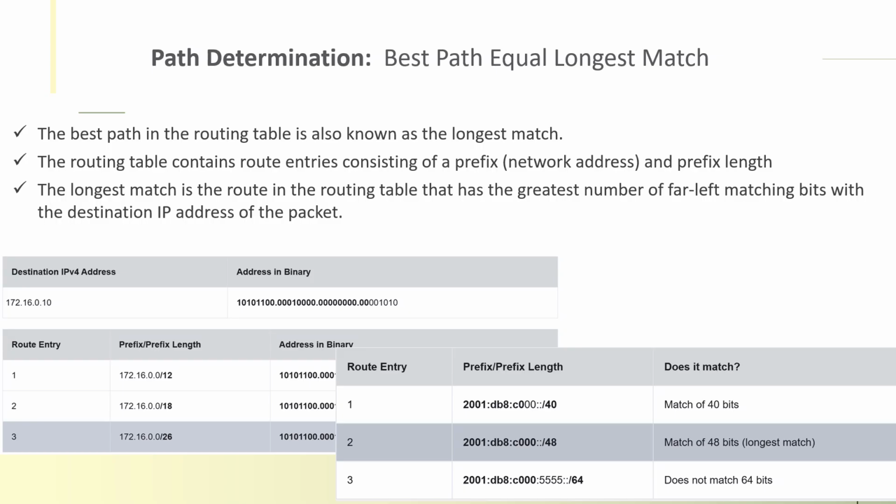The first route entry has a prefix length of /40, which matches the 40 far left bits in the IPv6 address. The second route has a prefix length of /48, which means 48 bits match the destination IPv6 address, and this is the longest match. The third route entry is not a match because /64 requires 64 matching bits. So only the first 48 bits match, so this route entry is not considered a match.